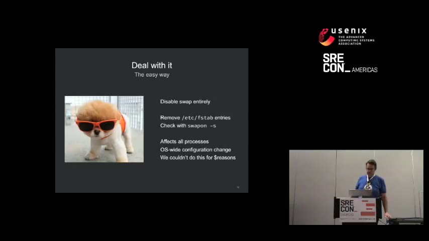The sensible and easy way is you just disable swap. Seems pretty simple. There's an easy way just to take it out of fstab. You can check with swapon -s. There's a few problems with this. First of all, it affects every single one of your processes. Secondly, it's an OS-wide configuration change. Sometimes you run in an environment where they don't let you do that.